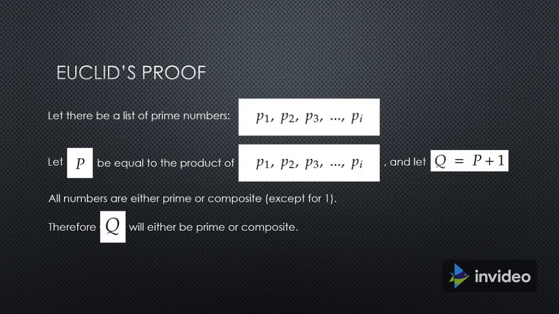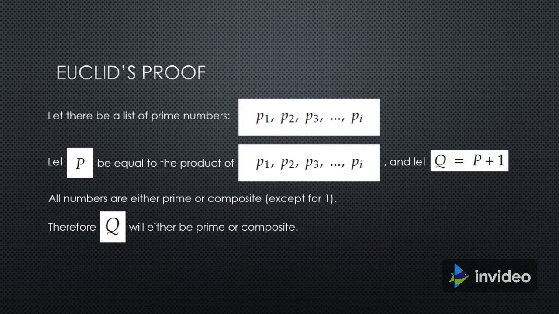Because all numbers are either prime or composite except for 1, we know that Q will be either a prime number or a composite number. So if Q is a prime number, then fantastic, you found another prime number that wasn't in your original list, and you've thus proved that your list was incomplete and that there are more prime numbers than you know about.